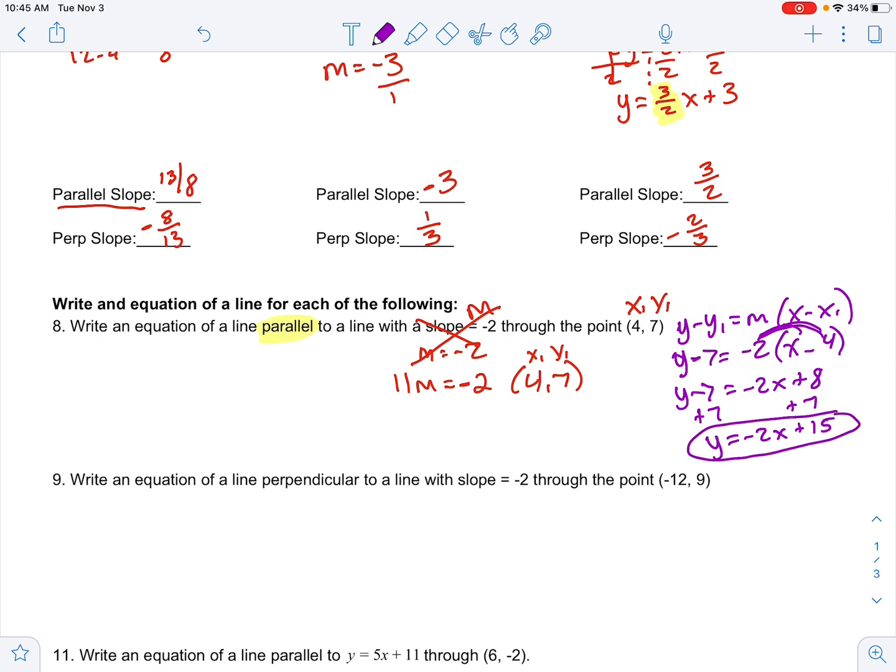And you can see that this equation has the exact same slope, that -2, as we were given in the original equation. So these two lines would be parallel.